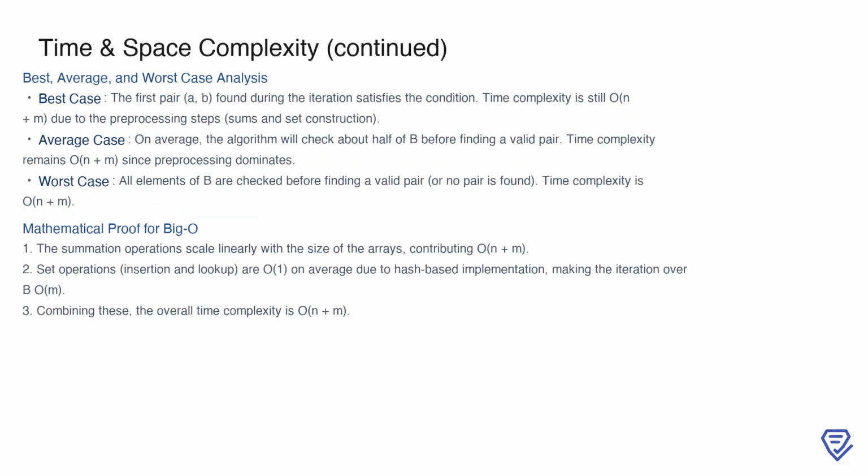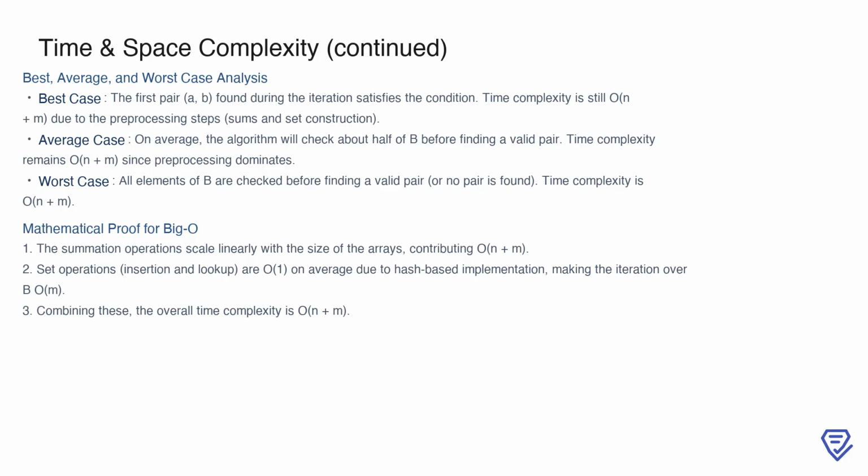Finally, let's analyze the best, average, and worst-case scenarios for the algorithm. In the best case, the very first pair of elements checked during the iteration satisfies the condition. However, even in this scenario, the pre-processing steps such as calculating the sums and constructing the set still dominate, so the time complexity remains O(n plus m). On average, the algorithm will check about half of the elements in B before finding a valid pair, but again, the pre-processing ensures the overall complexity stays O(n plus m).